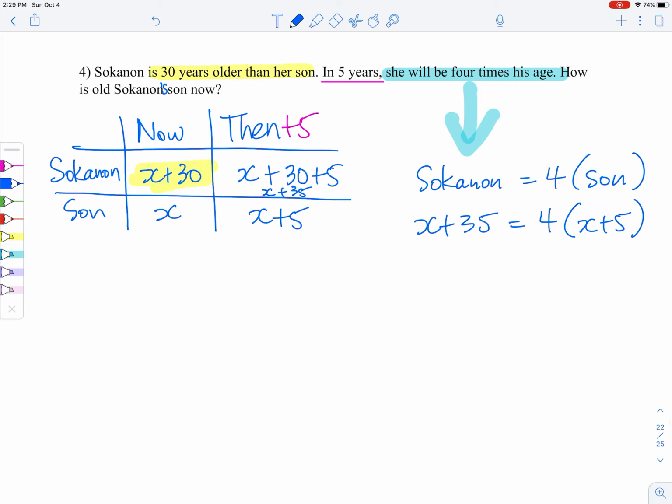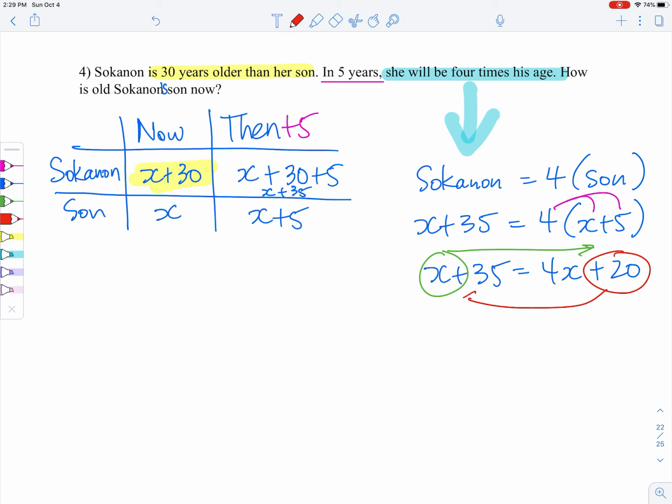So we're going to have to distribute. So distribute gives me 4x plus 20, and this still all equals x plus 35. I'm going to bring the x to the other side and the plus 20 over here. So I get 35 minus 20 equals 4x minus x. 15 equals 3x. Divide both sides by 3. We get x equals 5.